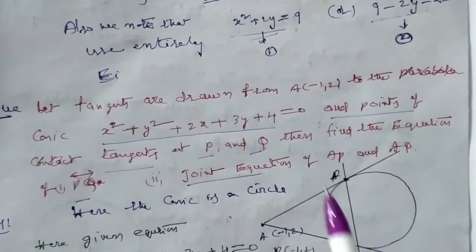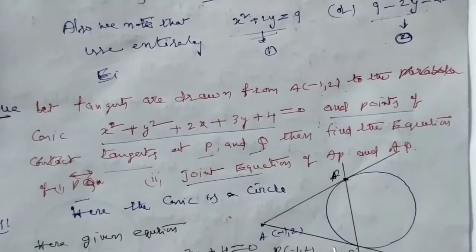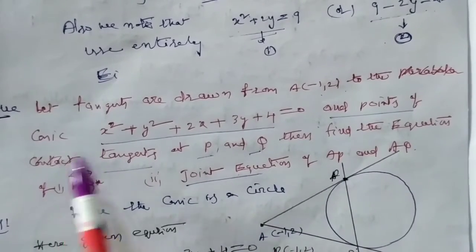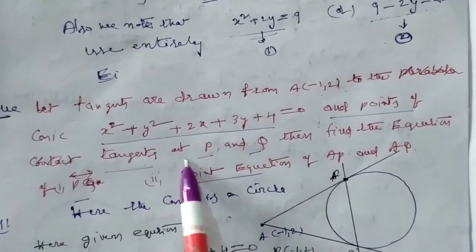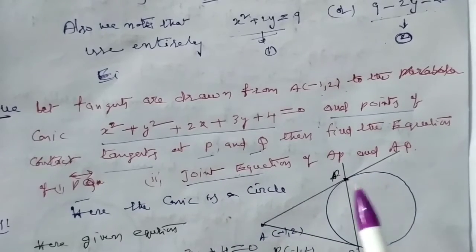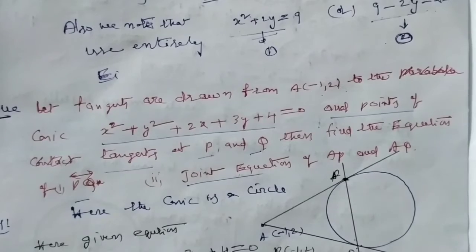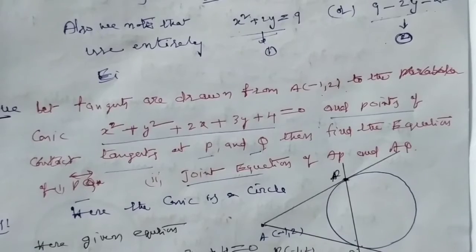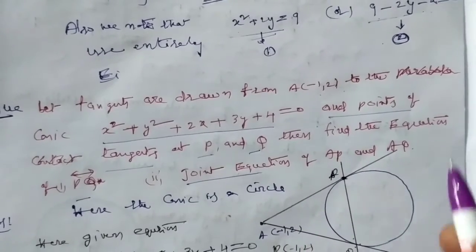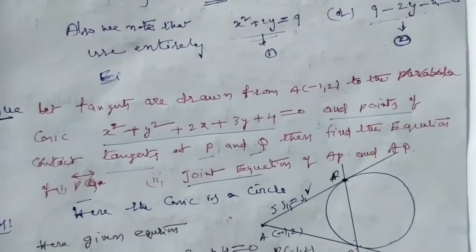Here this is a conic. Actually it is a circle. Here A(-1, 2) is a point to the conic x square plus y square, and the points of contact are P and Q. From A, a pair of tangents are drawn, touching the circle at P and Q. Then find the equation of PQ. This is nothing but S1 is equal to 0, and the combined equation of AP and AQ, that is, the combined equation means S into S11 is equal to S1 square, as we already studied. You will get the combined equation of the pair of straight lines.